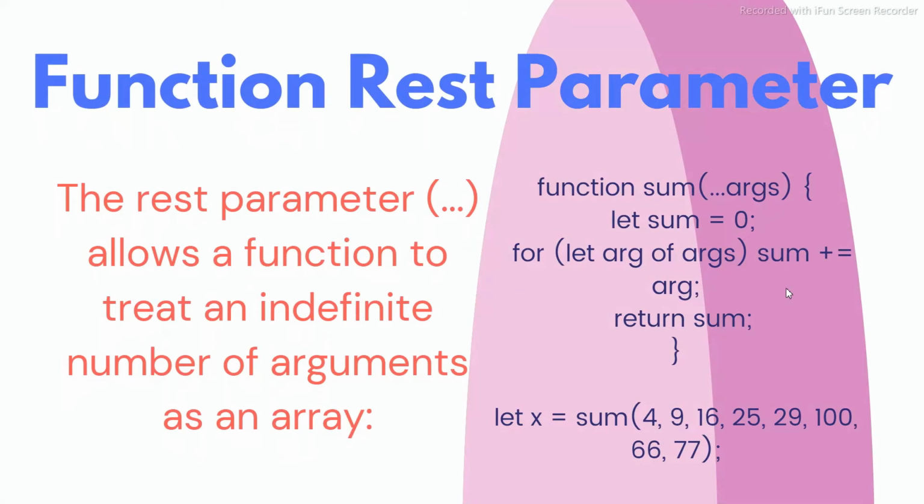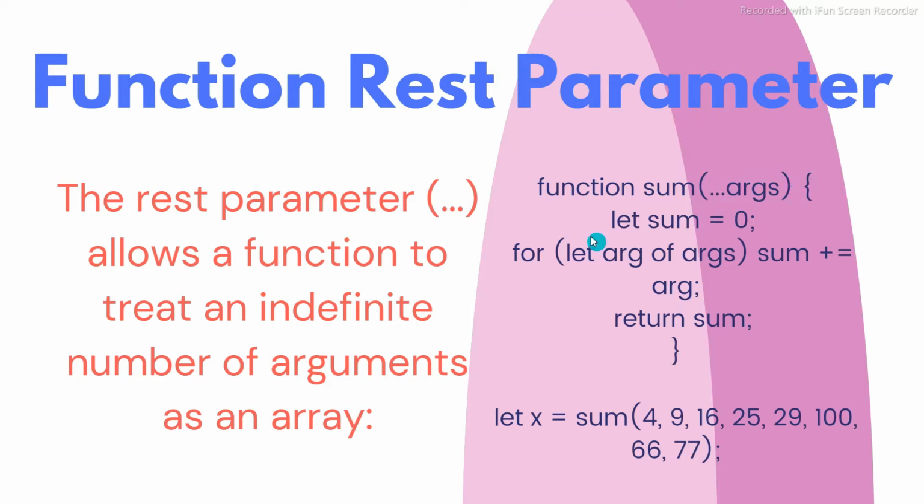When I'm talking about a function rest parameter, first of all I go with the rest parameter. The rest parameter allows us to add an indefinite number of arguments into a function. For example, here I have a function sum, and for the rest parameter we use these three dots as a prefix for this args argument.